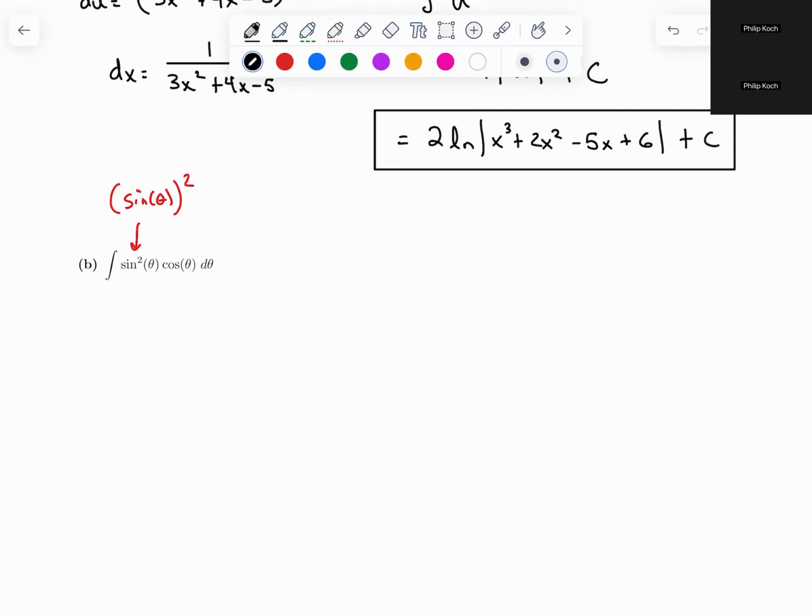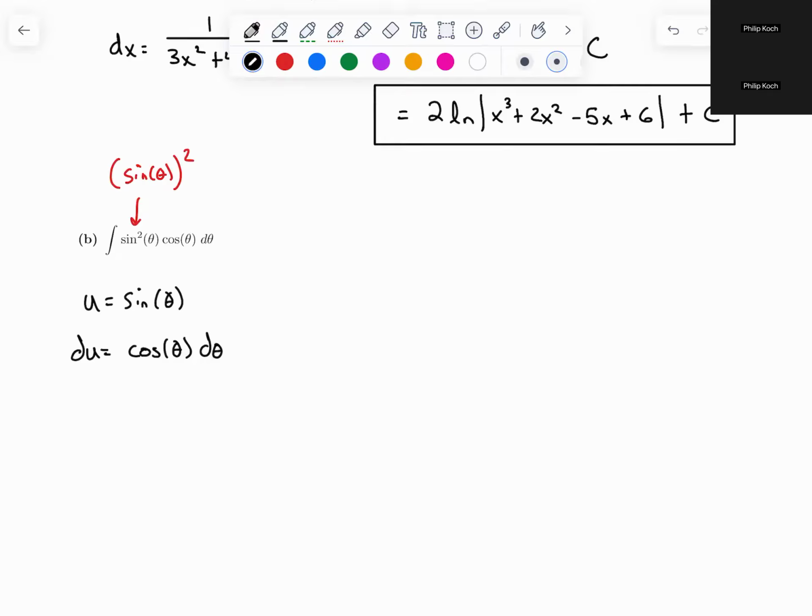So u is equal to sine of theta. That would mean that du is equal to cosine theta d theta. Solve for d theta, solve for your original variable's differential. So d theta would equal 1 over cosine of theta du. And it's not going to be necessary on this one, but please keep in mind that sometimes you might need to use your trig identities. 1 over cosine theta is secant theta. That might show up. Maybe it does, maybe it doesn't. But know that you can use trig to your advantage every once in a while.